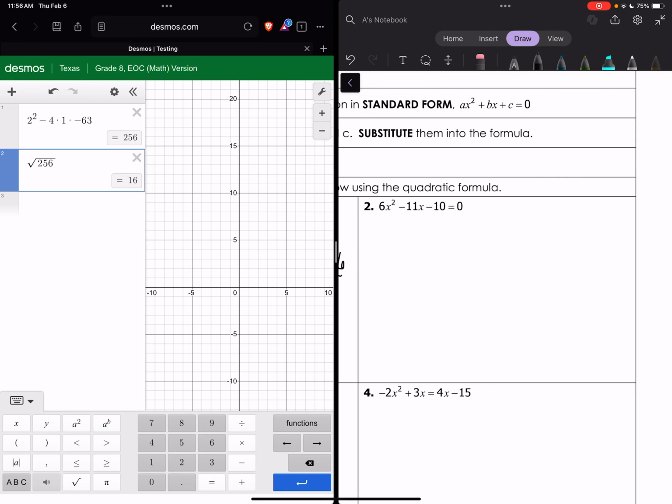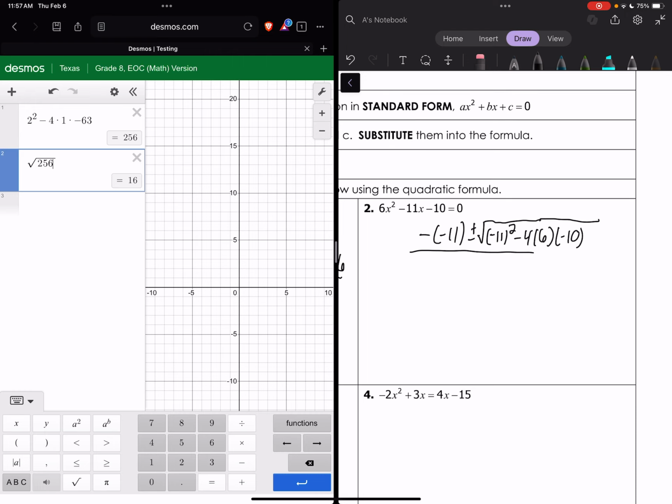Doing the same thing for number 2. Going in and start writing the formula. Negative b plus or minus the square root of b squared minus 4 times my a times my c all divided by 2 times the a. Excuse me. So here you're going to have 11 plus or minus.